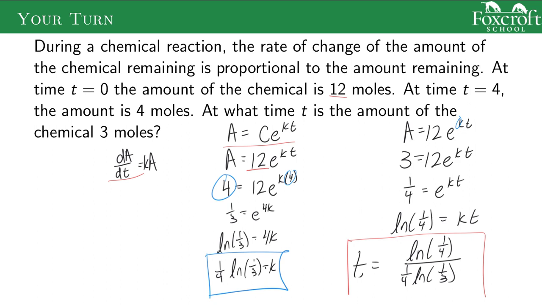Now I want to figure out at what time I'm going to get 3 moles, so I plug in 3 for my amount, divide by 12, take natural logs, and then I want to figure out time, so I'm going to divide by k, so k is going to go on the bottom there. And then I just rewrite it now to get the actual final answer with all those values that I found.